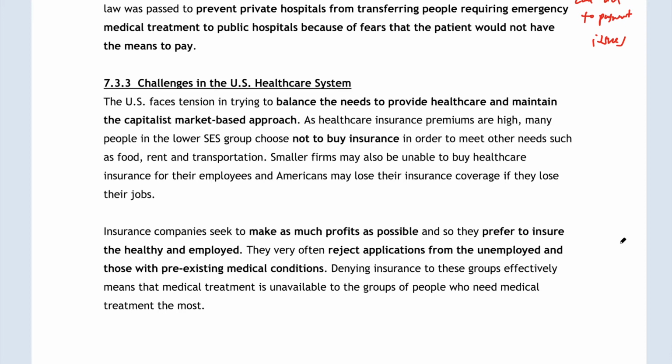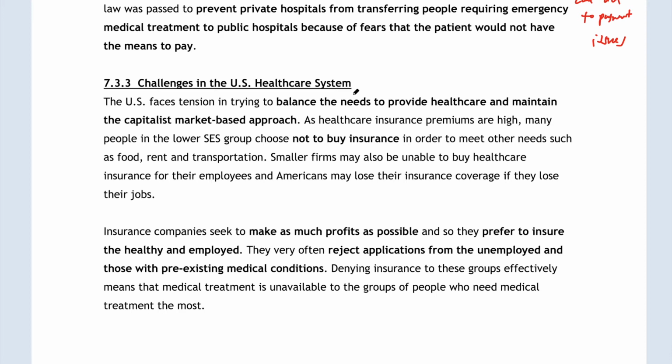So let's talk about challenges first. The challenge is that the US faces problems when it comes to balancing healthcare and the market-based approach. Insurance premiums are high. Those in the lower SES group choose not to buy insurance because if not, they cannot afford anything else. The problem is that insurance companies want to make money, so they insure those that are healthy and employed, so that they don't lose as much, rather than those that are unemployed and with pre-existing conditions. But because of that, millions of Americans are not getting equal access to healthcare. That is a problem here.